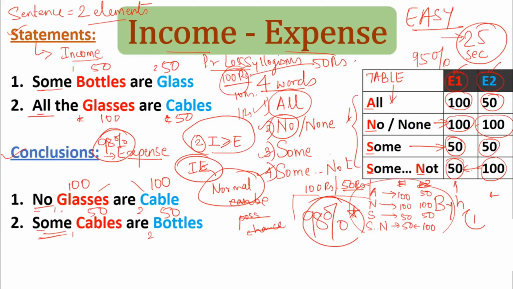Over here, since it is under statements, this value must be the income of glasses. What is the income of glasses? 100. Over here in the conclusion, that means expense. So what is the expense of glasses? 100. This condition gets satisfied. Yes, income is equal to expenditure. Good. Over here, for cables, income is 50. What is the expenditure for cables in the conclusion? 100. Expenditure is greater than income. This condition does not get satisfied. This is not a valid conclusion. See how easy it was? Just checking whether income is greater than or equal to expenditure or not.